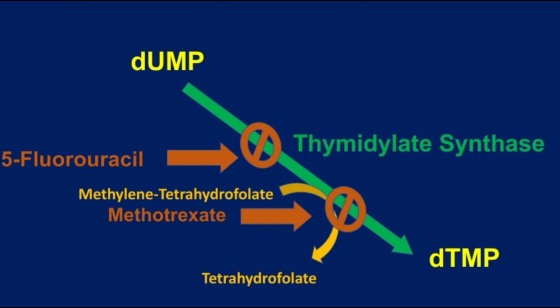The synthesis of thymidine by thymidylate synthase can also be inhibited by methotrexate, because thymidylate synthase needs THF in that step. So thymidylate synthase therefore can be inhibited by one of two drugs, fluorouracil or methotrexate.